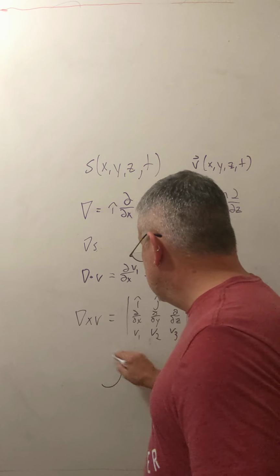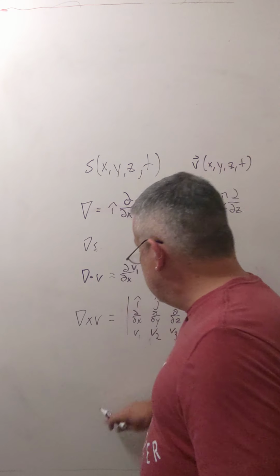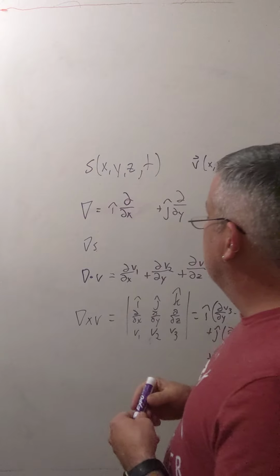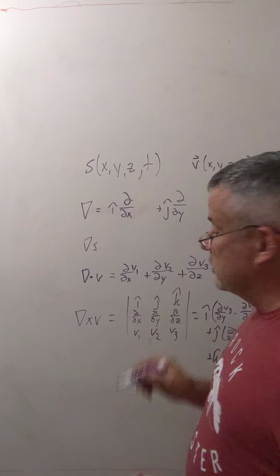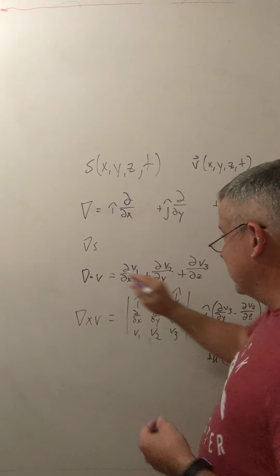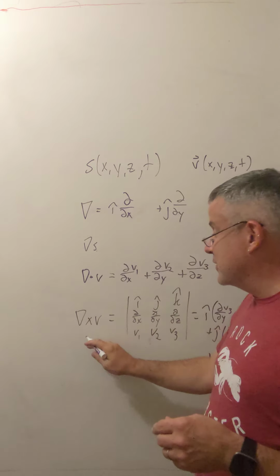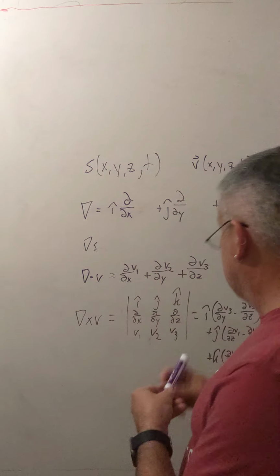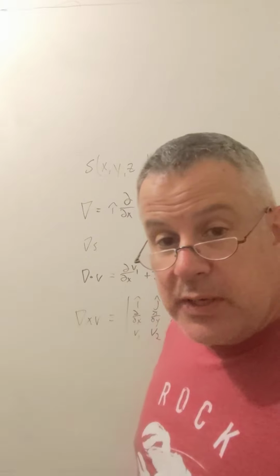If the vector, which we'll show in a second, because I want to draw a picture of what the divergence looks like and I want to draw a picture of what the curl looks like. So let me erase and draw those pictures.